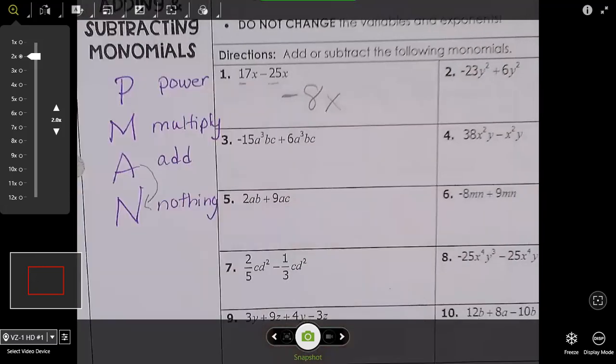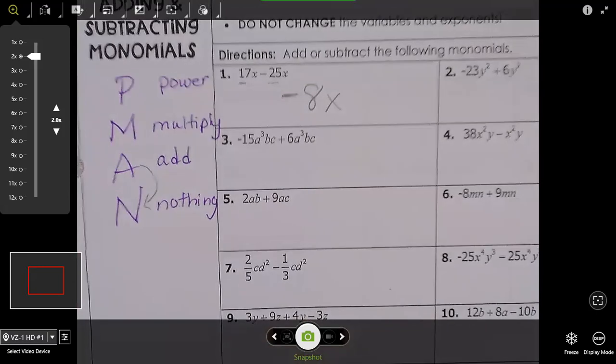We leave it just the way it is. We don't change the exponents. We leave it alone. So when we're adding and subtracting, we do nothing to the variable and the exponent. We do nothing.